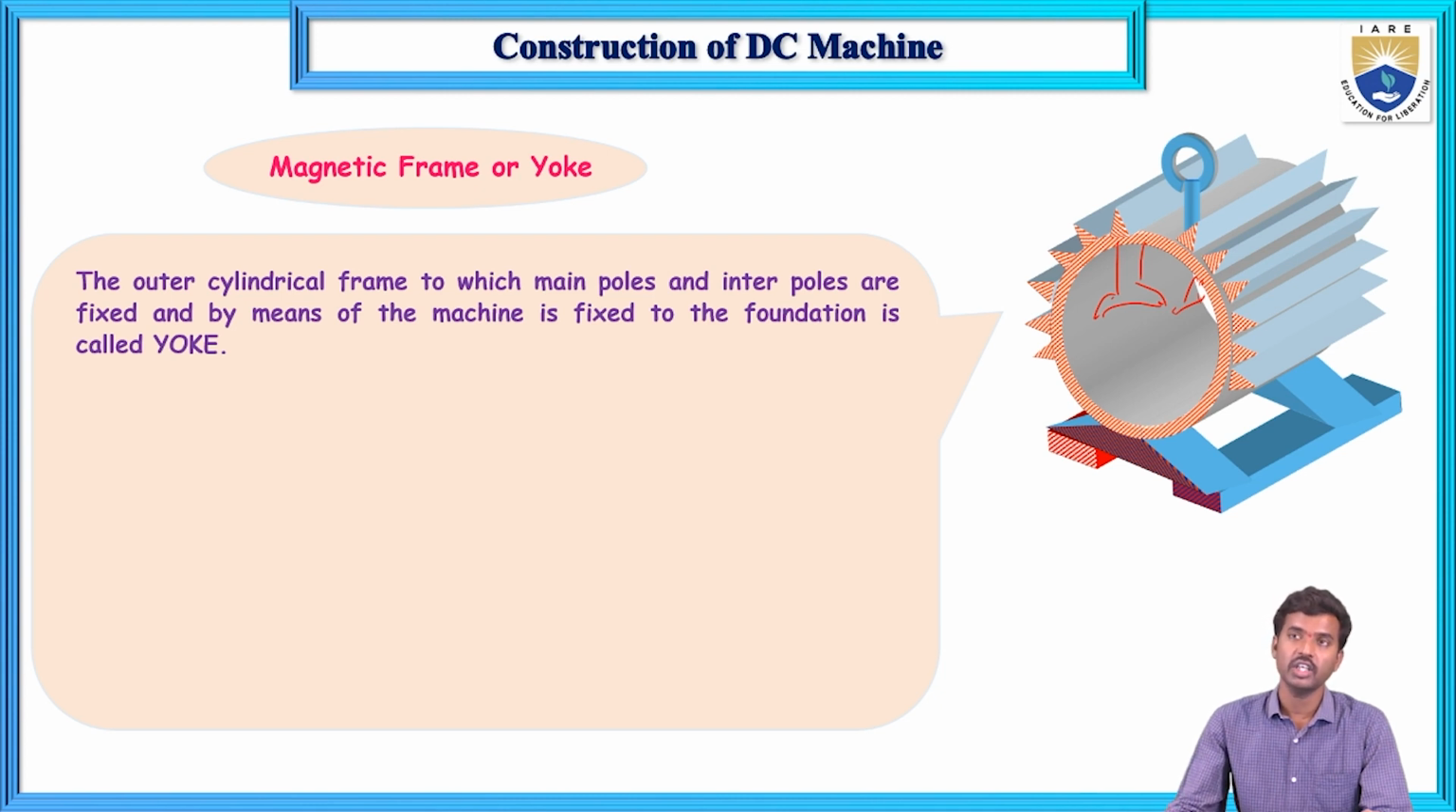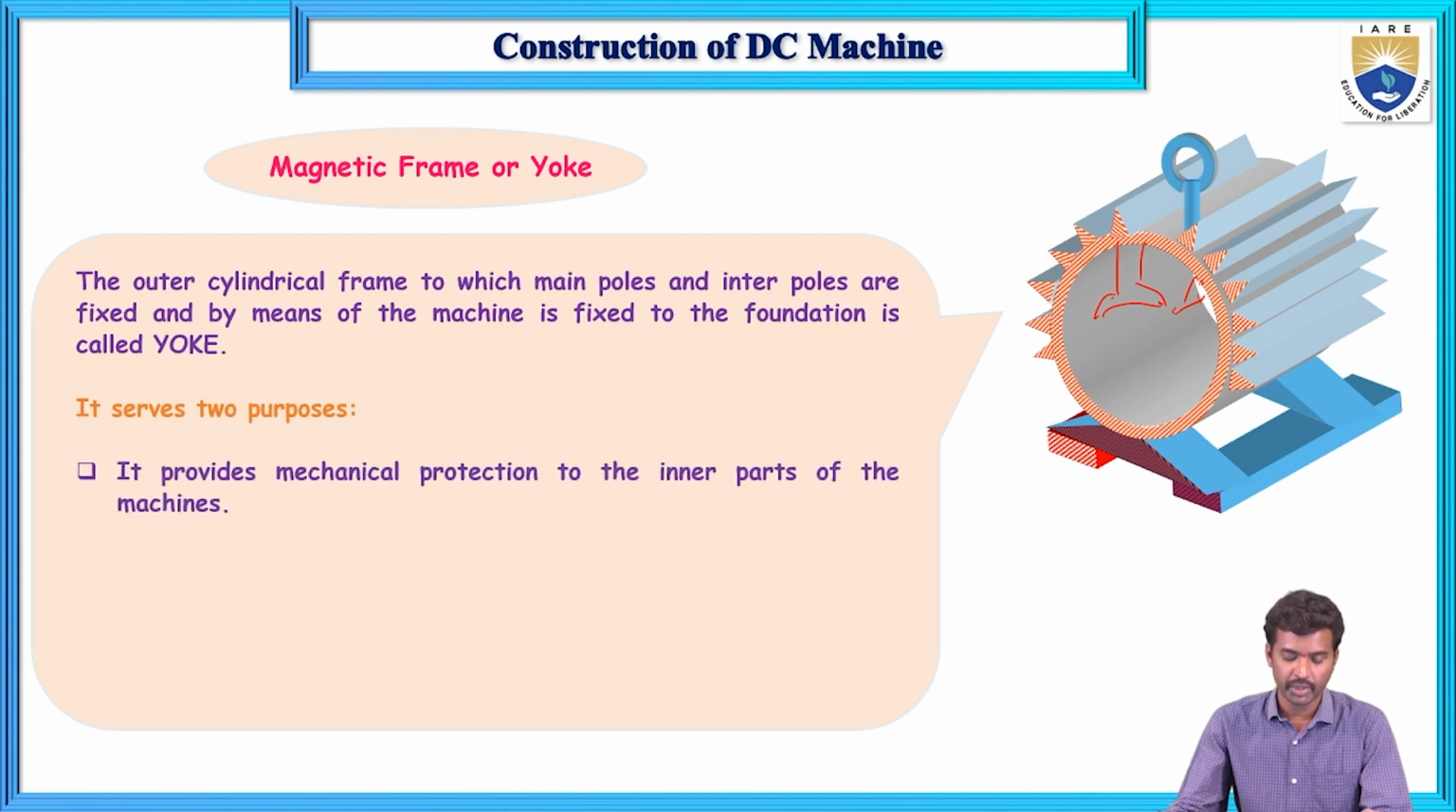So each and every part's definition, functions, and material used for that individual part, I will explain in this lecture. Each and every part. So first one, yoke: definition, and next, two functions. It provides mechanical protection and mechanical support to the inner parts, meaning the interpoles and main poles of the DC machine.